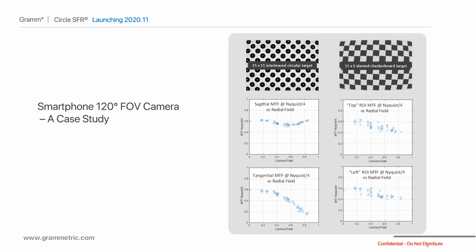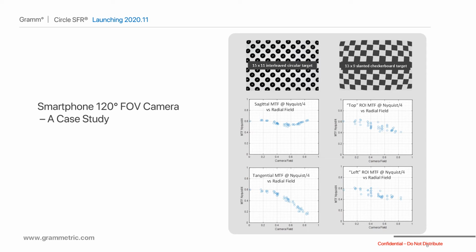Let's take a look at a sample measurement. Here, we compare the result from Circle SFR with that of the slanted edge method, or the ISO standard 12233. It can be observed that Circle SFR reveals two distinct image sharpness characteristics along the sagittal and tangential directions.